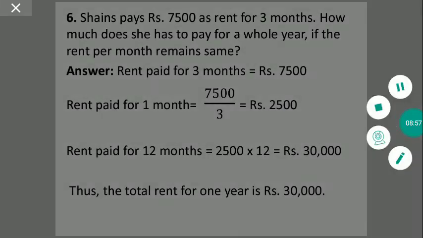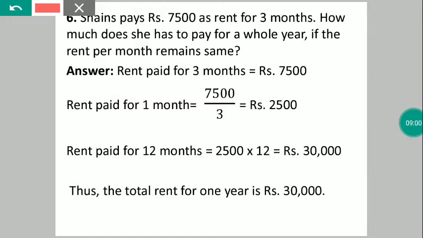Now question number 6. She pays rupees 7,500 as rent for 3 months. How much does she have to pay for a whole year if the rent per month remains the same? Now the rent paid for 3 months is equal to rupees 7,500. What is the rent paid for 1 month? Rent paid for 1 month is 7,500 upon 3. So the rent paid for 1 month is rupees 2,500.